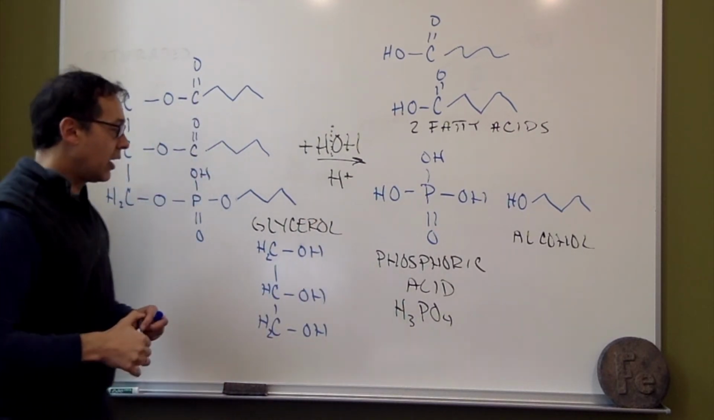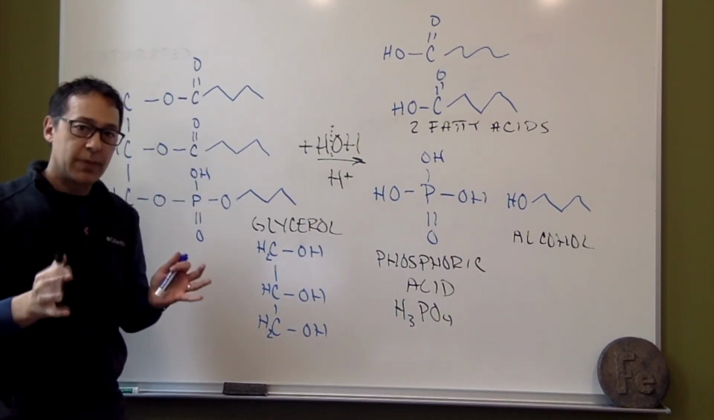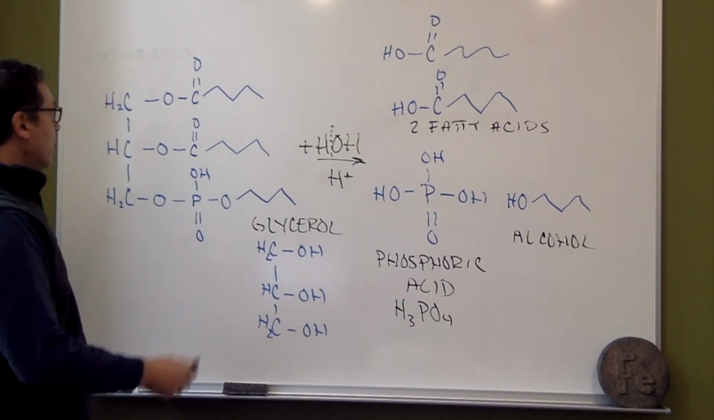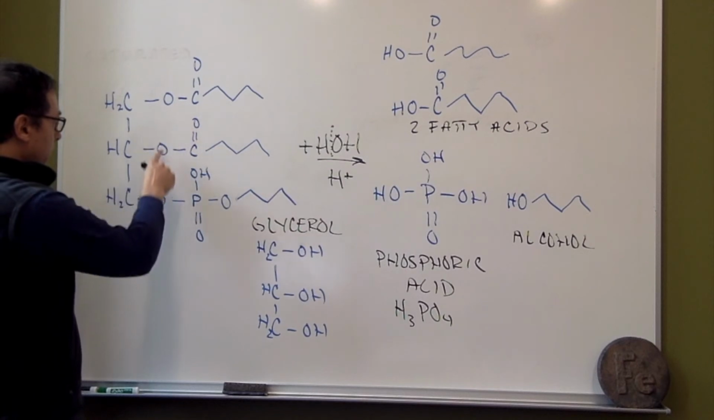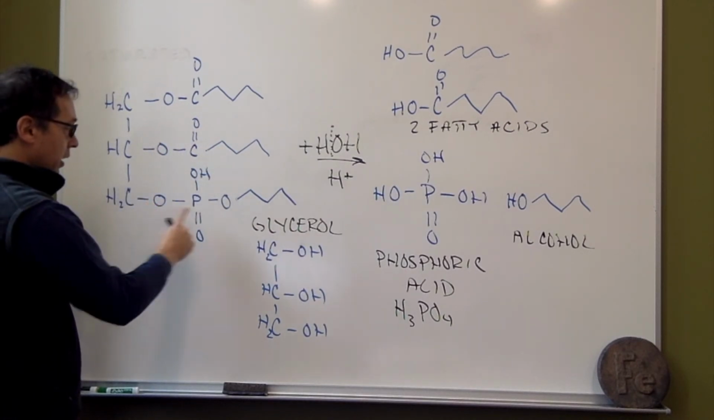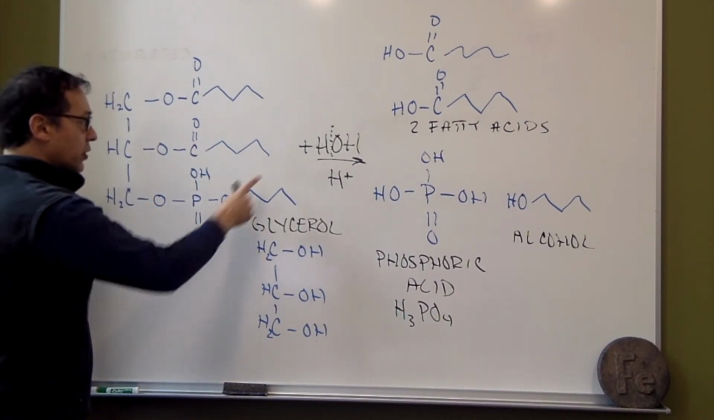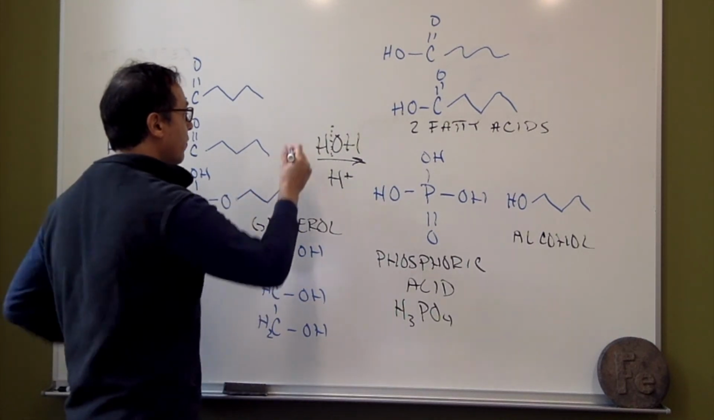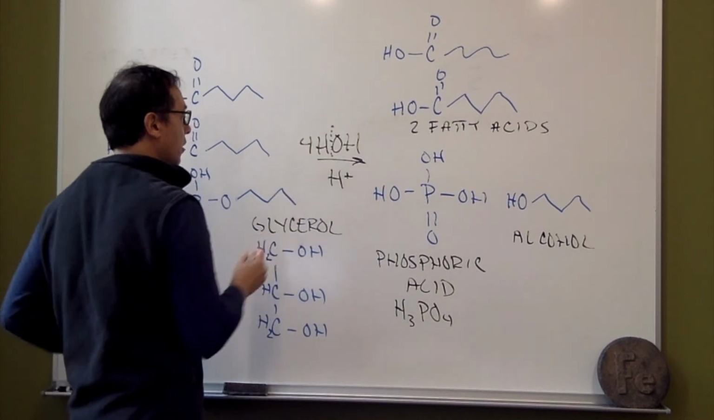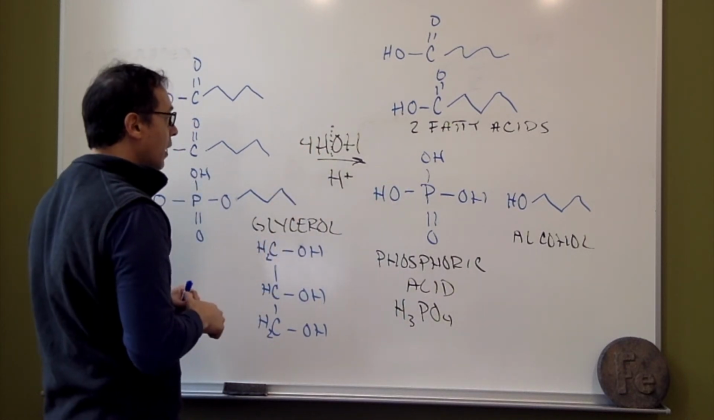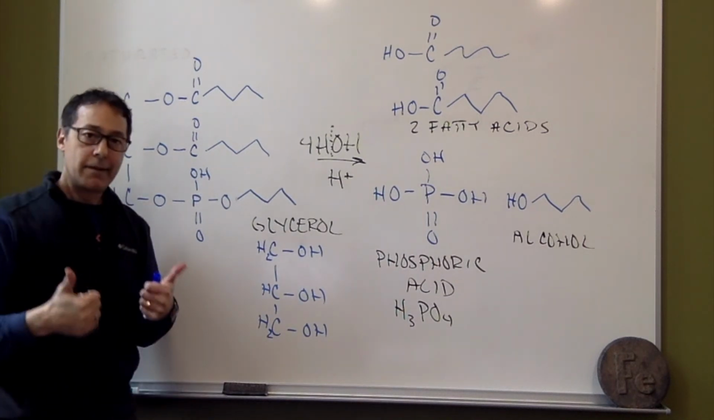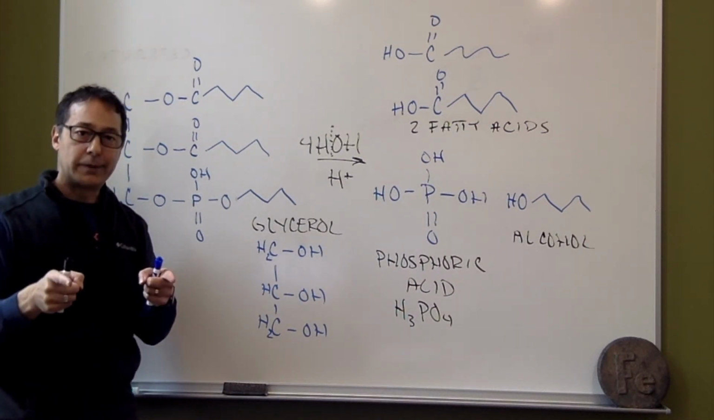Now, if I were to count up all of the waters that are involved in this reaction, I'm breaking bonds here, here, here, and here. So if I were to balance this, I should put a 4 here. There should be 4 waters to balance this out. Okay, hope that helps.